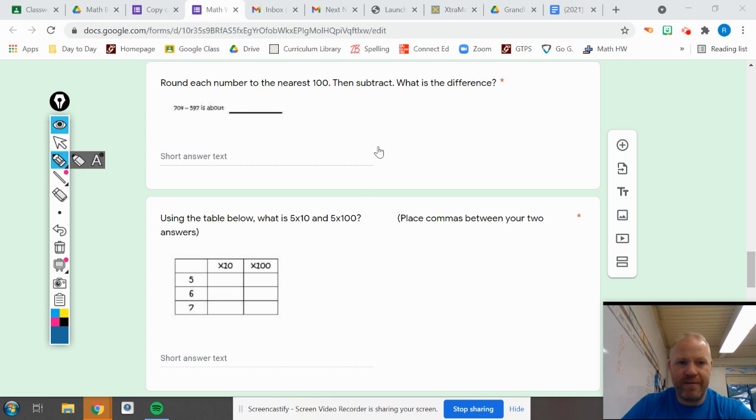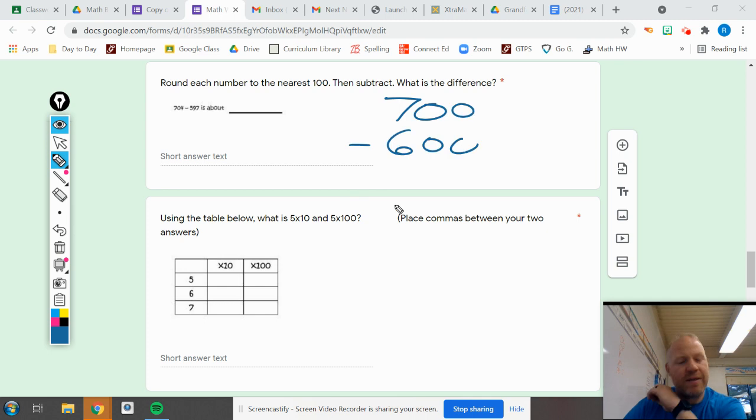We have 700 minus 600. So in your head, you should be able to complete that. And 700 minus 600 equals 100. Using the table below, what is 5 times 10 and 5 times 100? Place commas between your answers.